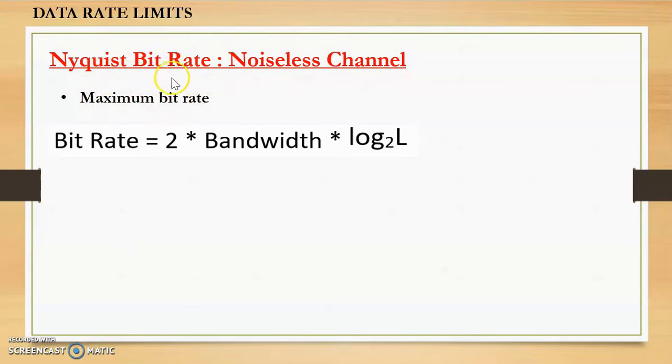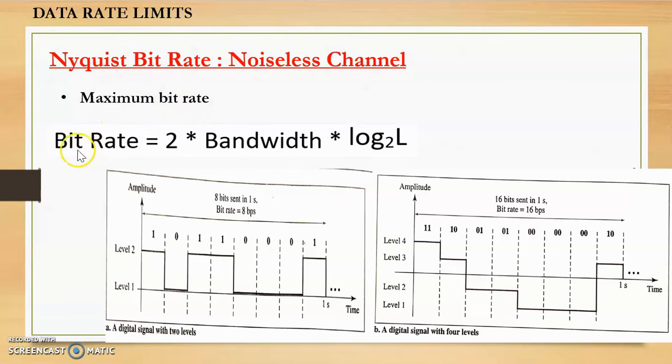Now bit rate is the number of bits sent per second and maximum bit rate will be the maximum or the highest number of bits sent per second. So this Nyquist bit rate is used to find the maximum number of bits sent per second. So this is the Nyquist bit rate formula to find the maximum bit rate, where bandwidth is the bandwidth of the channel and L is the number of levels in the signal.